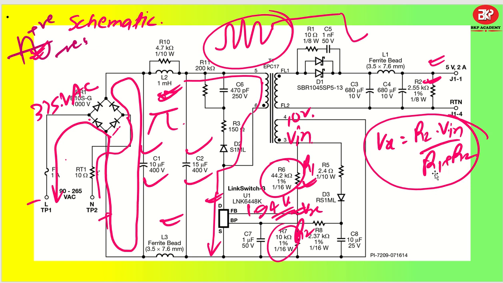So R1 with 44.2 kilo ohm, you will be able to get your R2 value by putting the value of V in as 10 volt and Vx as 1.94 volt, and you will be landing up around 10 kilo ohm. Got it? So this is how the design of feedback resistors and feedback circuit is done.